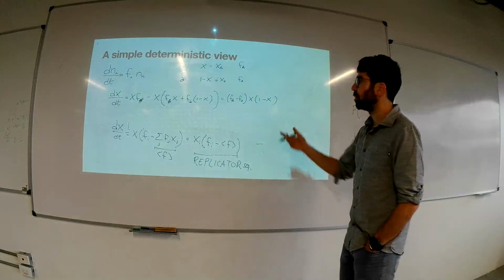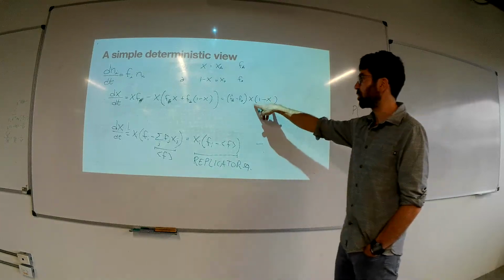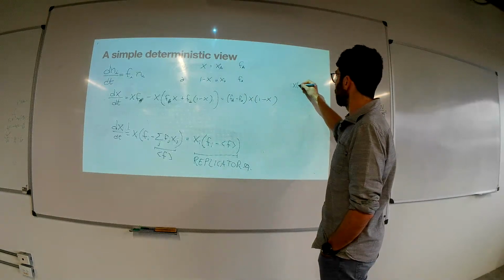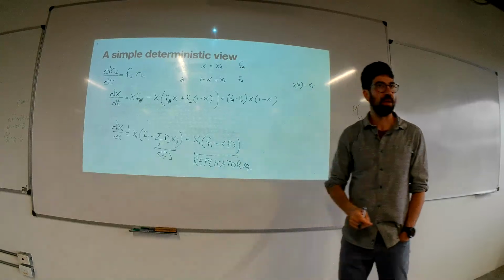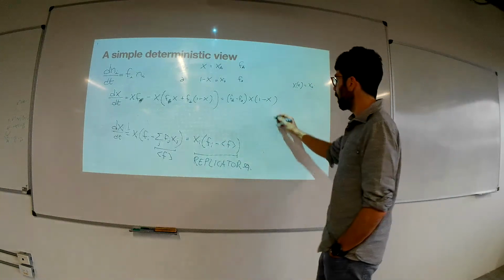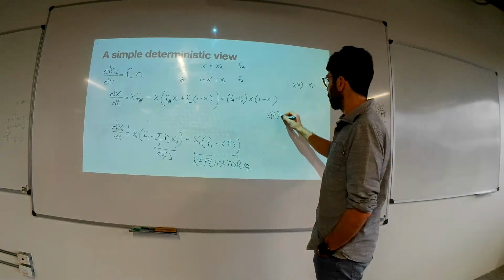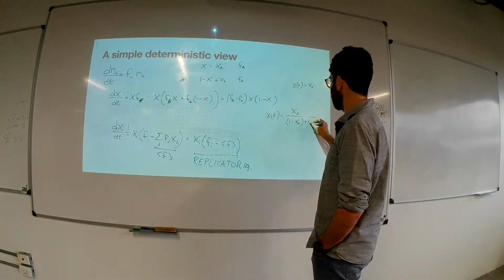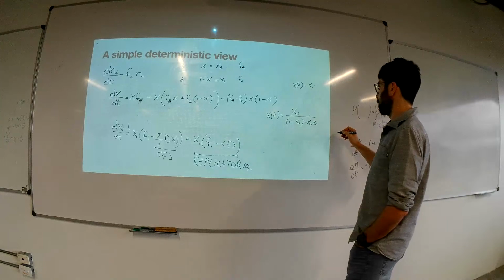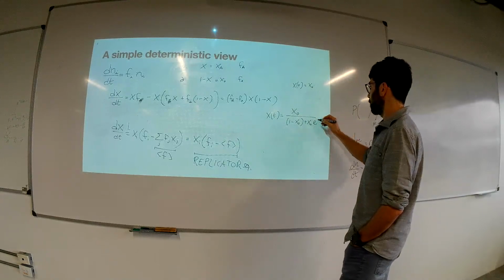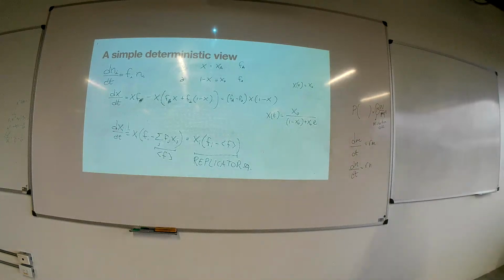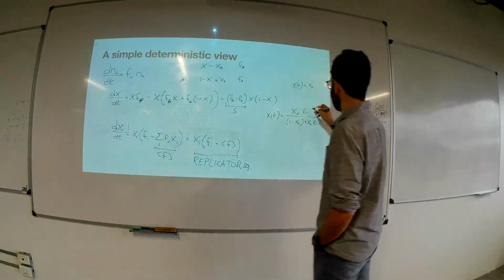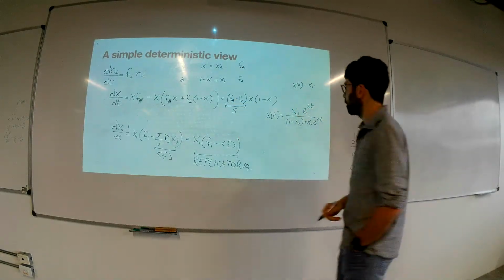Now, how do you solve this equation? Well, this equation can be solved by parts, as usual. If you solve it and assume that at the beginning you have some x_0 individuals, then what you expect to have at time t is x_0 e^{st} over (1 minus x_0 plus x_0 e^{st}), where let's call this s, the difference in fitness.